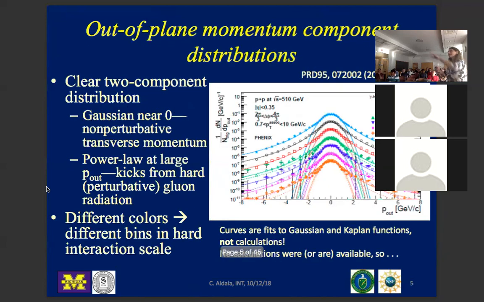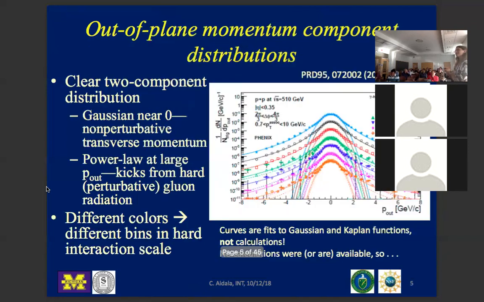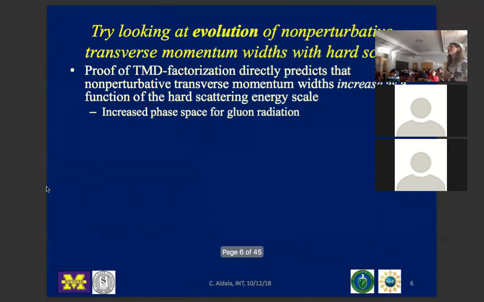So since we had no calculations to make a direct comparison to see what these shapes and magnitudes might look like, any deviations, we had further discussions, mainly with John Collins, a few years after these initial discussions, and we thought maybe we could try looking at the evolution of the non-perturbative transverse momentum widths with the hard scale. And so all these different colors here are for the different hard scales. So we can look at how these widths are changing as a function of that hard scale.